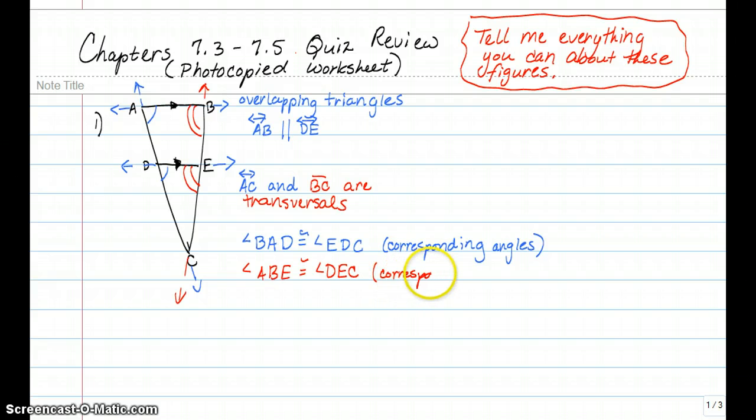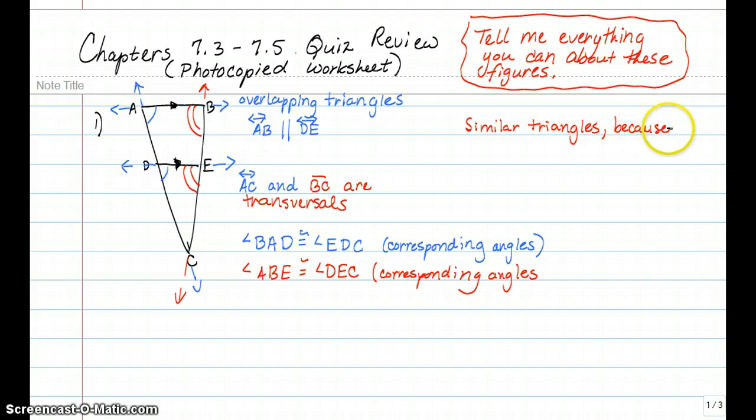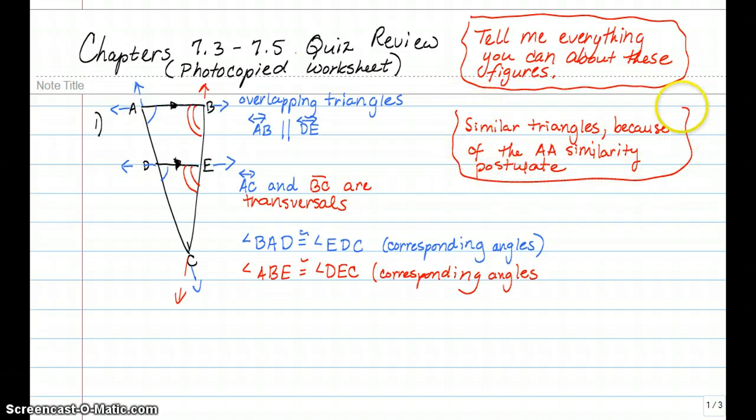That's the reason. Now, we've already proven the AA theorem, angle-angle theorem. So if I have 2 angles, these would be similar triangles because of the angle-angle similarity postulate. I didn't have to prove both of those corresponding angles, although I can. I could have also used this angle C.